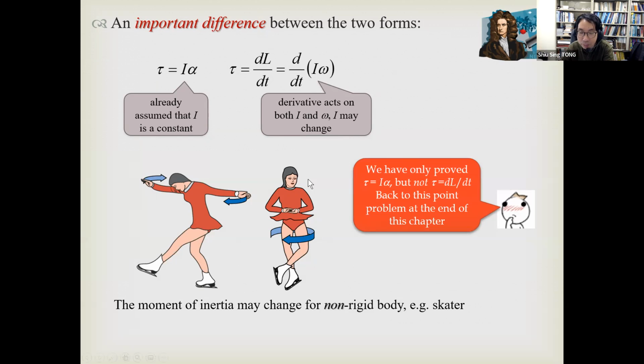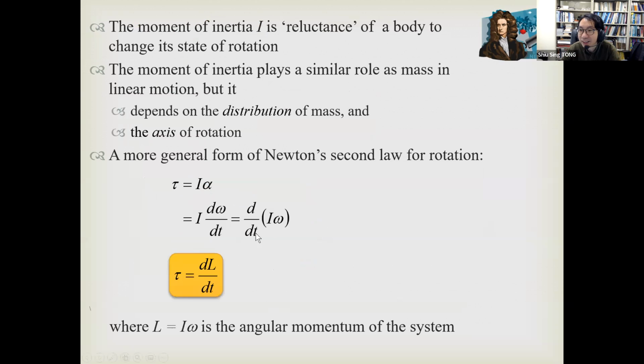You actually cannot simply derive Newton's second law in terms of angular momentum just by putting I into the derivative, because the I is not constant. So this step is not valid. This step is actually not valid for a non-rigid body.